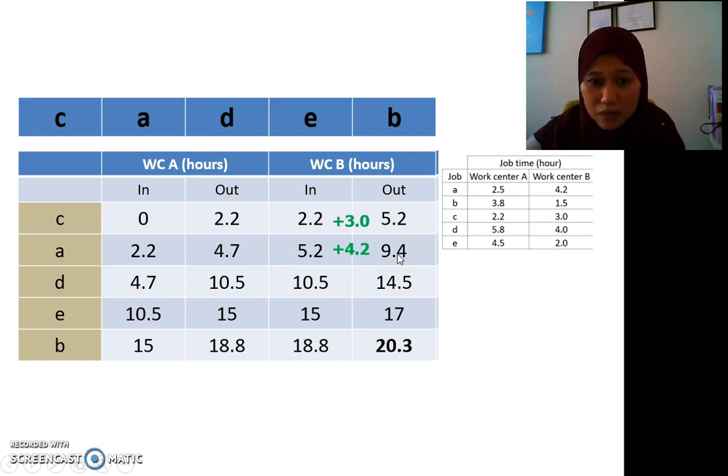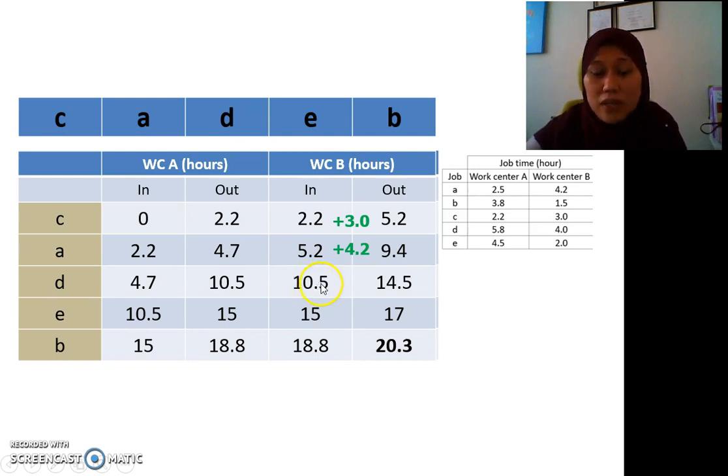And then again, we check first. Be careful here: even though we have finished early, job D will only come into workstation B at 10.5. So what does workstation B do? Workstation B just idles, doing nothing here, until workstation A finishes job D at 10.5. Only then will work center B start working again.